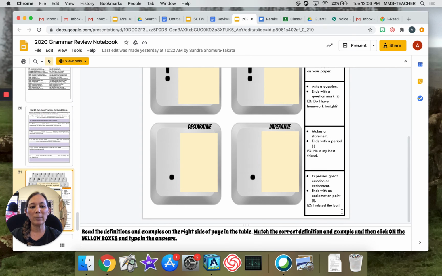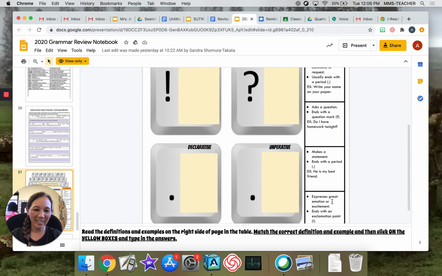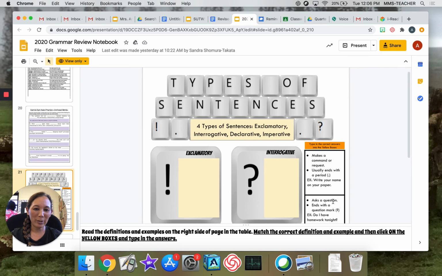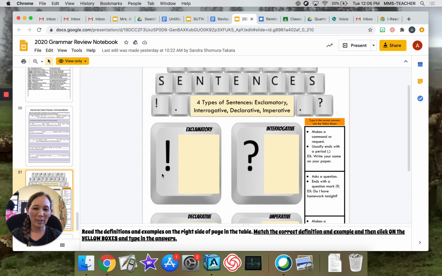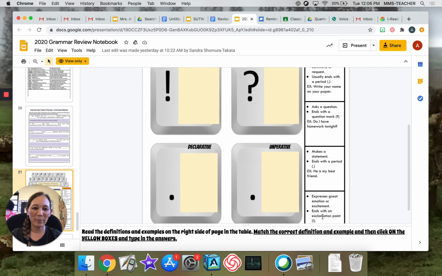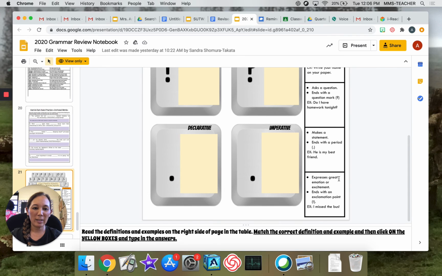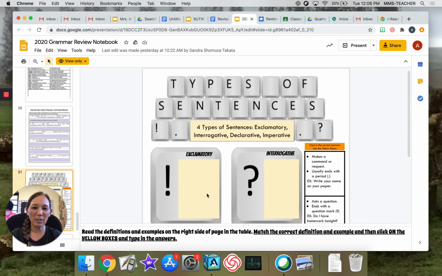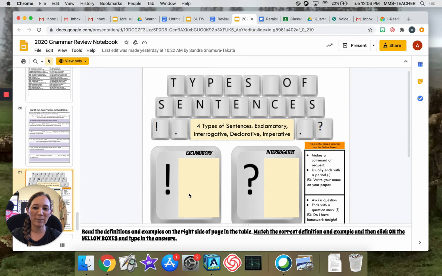And the last type of sentence expresses great emotion or excitement. It ends with an exclamation point. For example, I missed the bus. And there's only one type of sentence here that has an exclamation mark, so it's an exclamatory sentence. And so you would type these statements here into the exclamatory box.